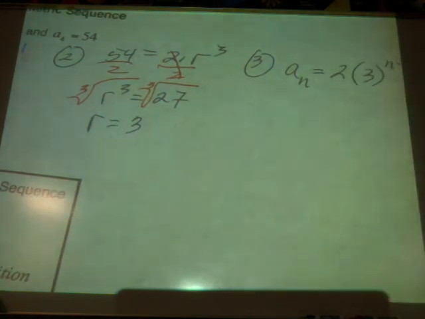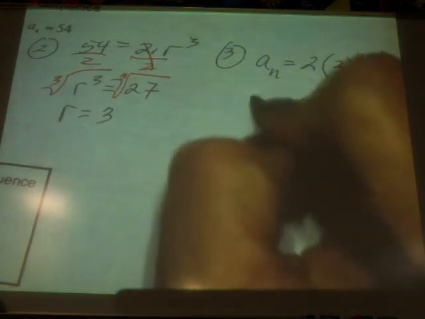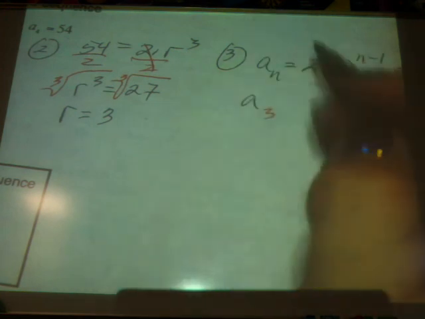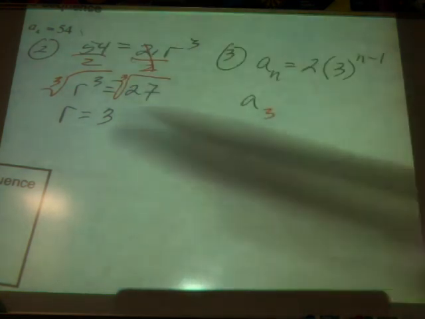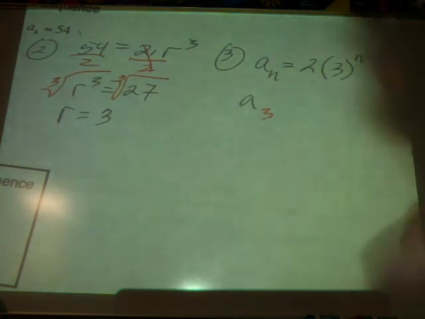So we created our formula after we found r. We are right so far. Now to find the third term, put in 3 for n. So a sub 3. I guess technically you could take 54 and divide it by 3, couldn't you? That should get you the right answer also, but we'll do it algebra.